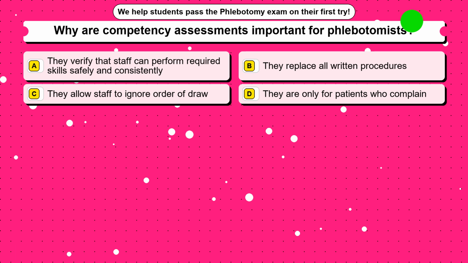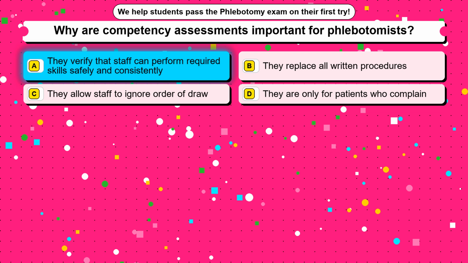Question 100. Why are competency assessments important for phlebotomists? Option A. They verify that staff can perform required skills safely and consistently. Option B. They replace all written procedures. Option C. They allow staff to ignore order of draw. Option D. They are only for patients who complain. The correct answer is option A.